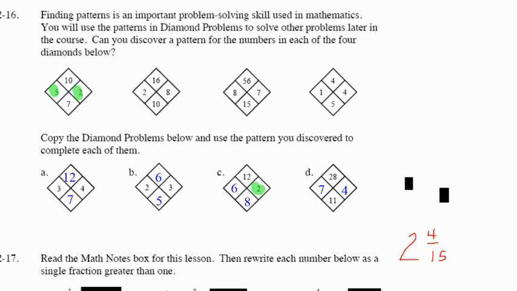Or we talked about the shortcut last year. You can take the denominator times the whole number, add the numerator, and put that over the original denominator. So I will show you those answers, but again, make sure you have the work shown.